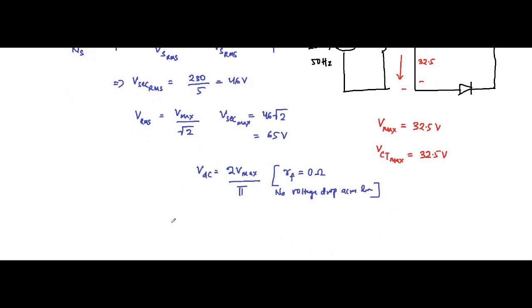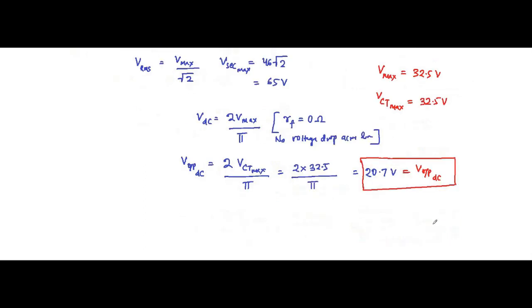So here similarly V out DC, the DC value of the output voltage, is equal to 2 VCT max, that is the center tapped maximum voltage, divided by pi, which is equal to 2 into 32.5 by pi, and it is coming around 20.7 volt. That is the output DC voltage. Okay, the DC value of the output voltage.